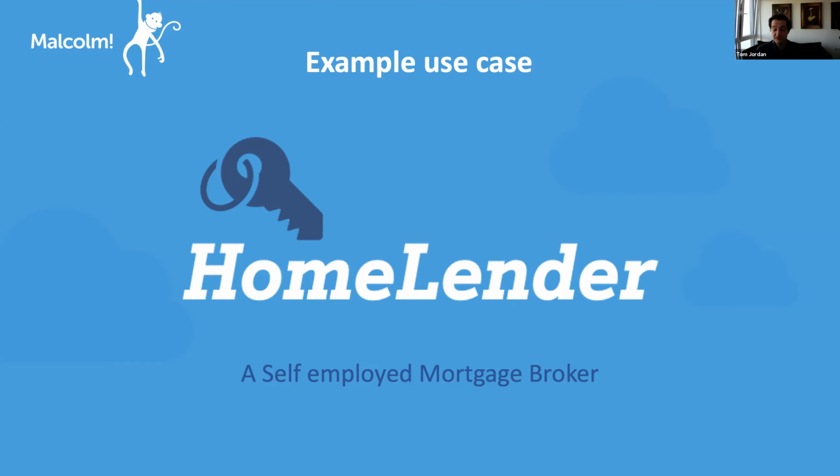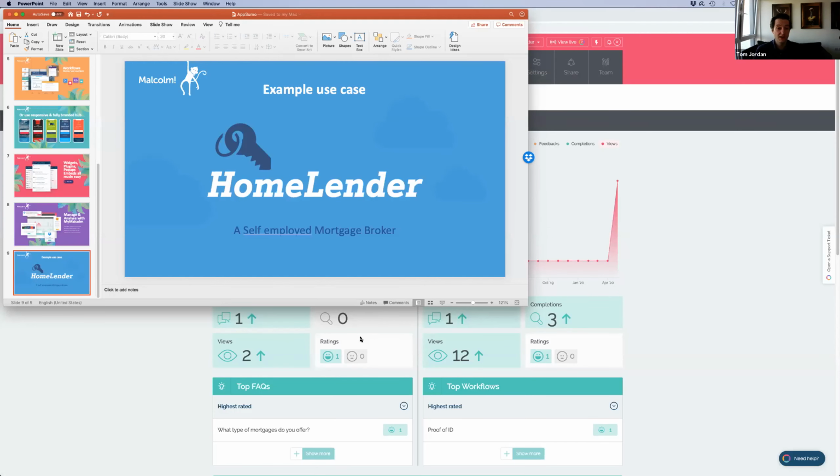And chances are also that you have quite a lot of process stuff to do. You probably need to do ID checks on people. You might need to collect a lot of information if somebody's remortgaging. All that sort of stuff that takes up a huge amount of time, Malcolm can help with. So remember that use case, you're a self-employed mortgage broker.